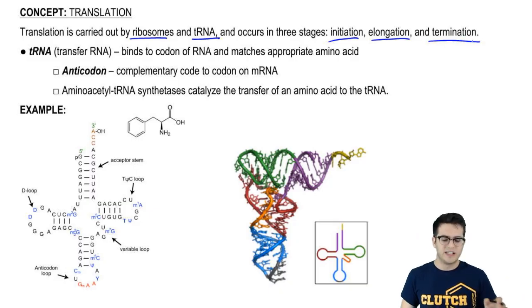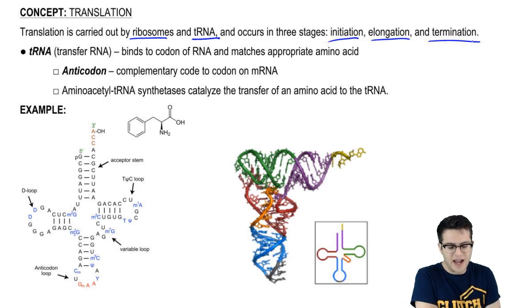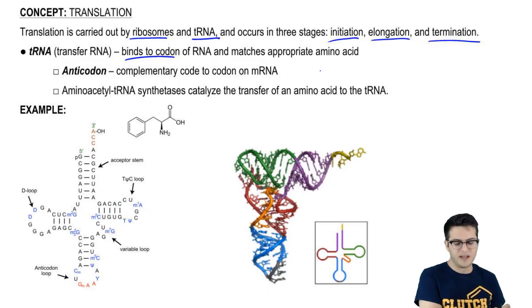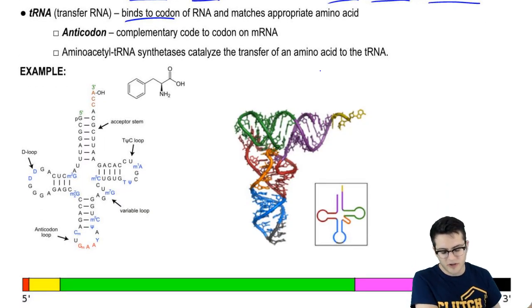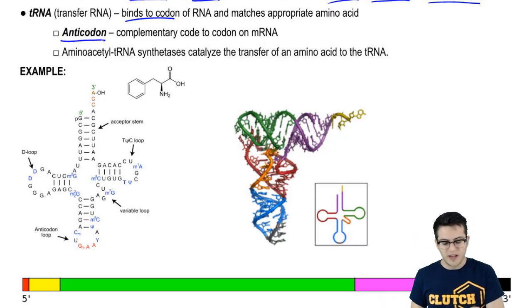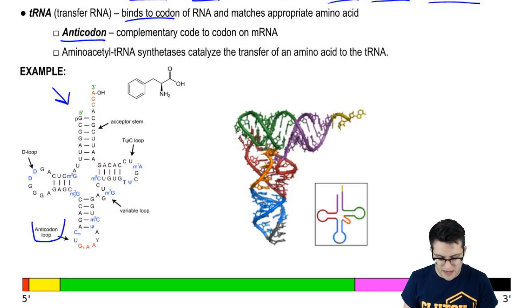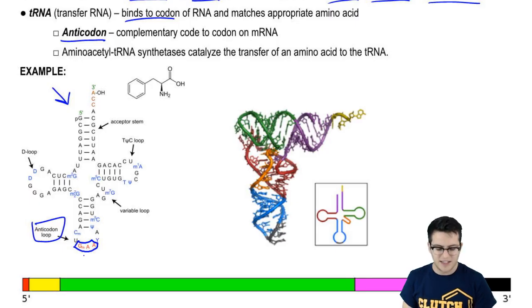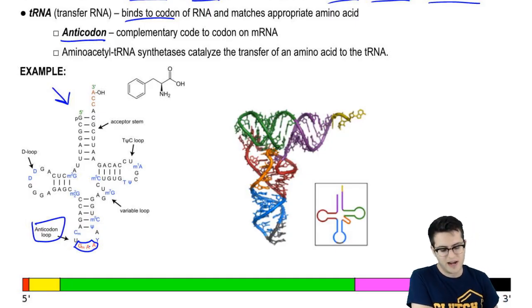So let's start by talking about tRNA, or transfer RNA. Now, tRNA binds to codons of the mRNA, and it matches the appropriate amino acid to that codon. So, first, how does tRNA bind to a codon? Well, it does this with an anticodon, which is a complementary code to the codon. So here we see the primary structure of tRNA, which is simply the sequence of bases. And you can see that right here, this region, we have the anticodon loop, and that is going to be what binds to the codon on mRNA.